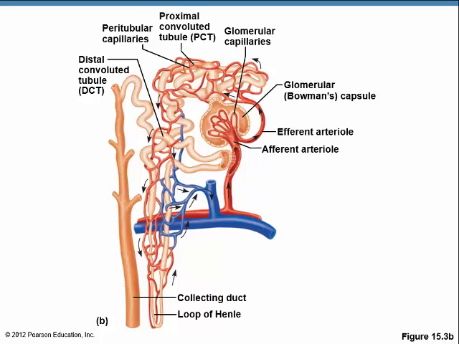We also see in this image the blood vessels associated with the urinary system. Here's the afferent arteriole. It brings blood into the glomerular capillaries. The efferent arteriole, which drains into a series of capillaries called the peritubular capillaries. The peritubular capillaries work with the renal tubule to finalize urine formation, and they will finally drain into the venous drainage of the kidney.